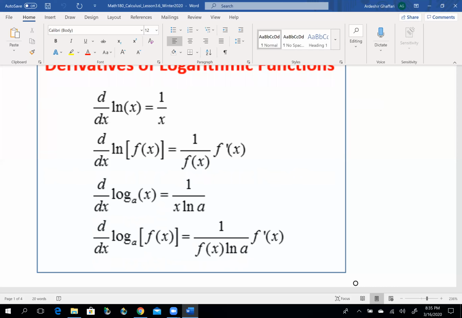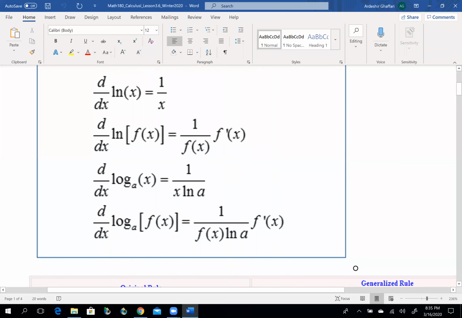And then the derivative with respect to x of log base a of x is equal to 1 over x times natural log of a. And the derivative with respect to x of log base a of a function f of x is equal to 1 over f of x times natural log of a times, again, f prime of x.